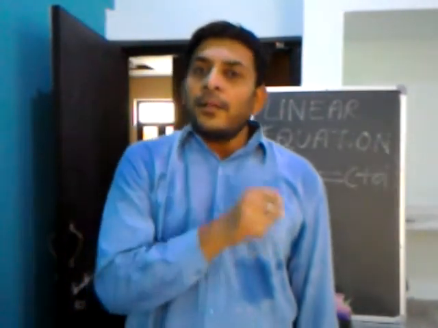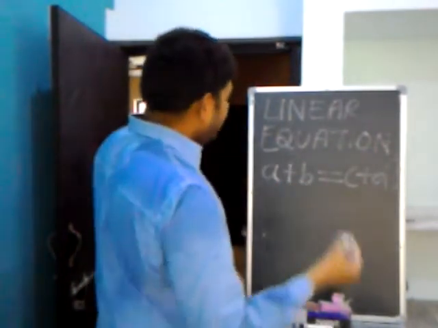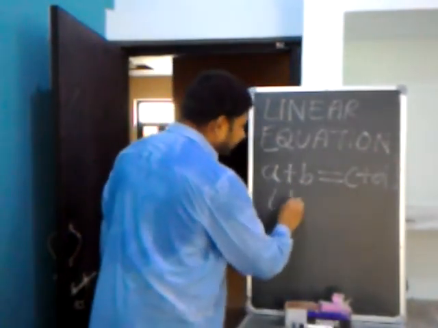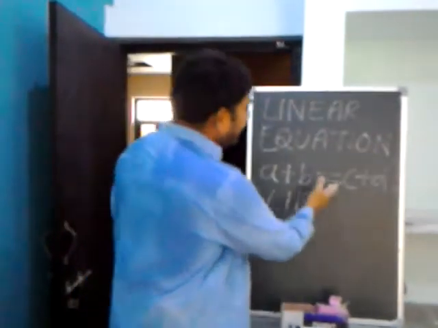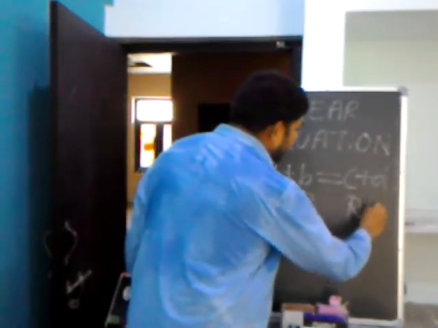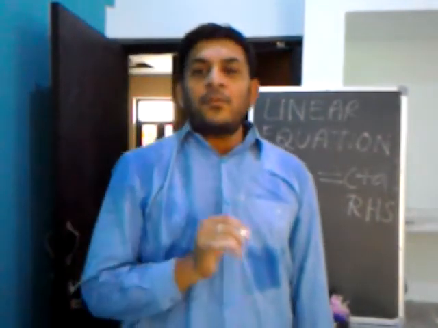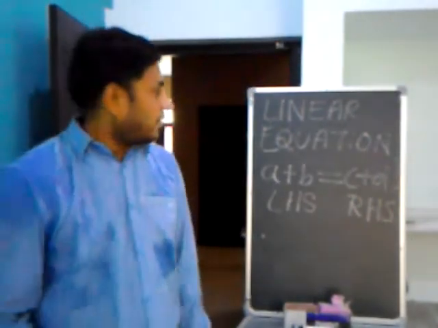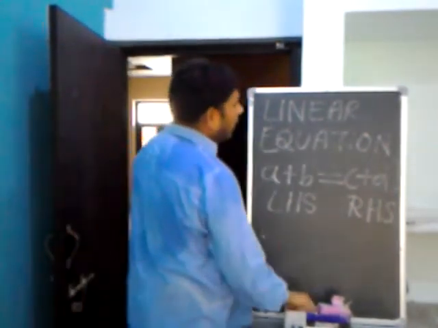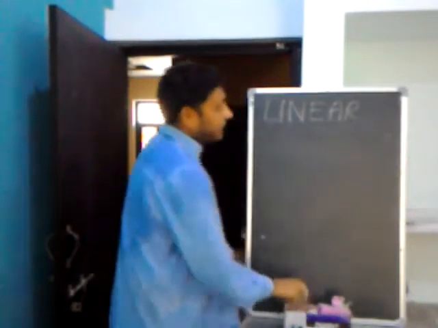Then it will be called an equation, which means the value of this side, that is left hand side or LHS, and the value of the right hand side of the sign of equal, that is RHS, both must be equal in an equation. Only then it will be called an equation. So this means equation. Now comes the first part, linear. What does it mean by linear?